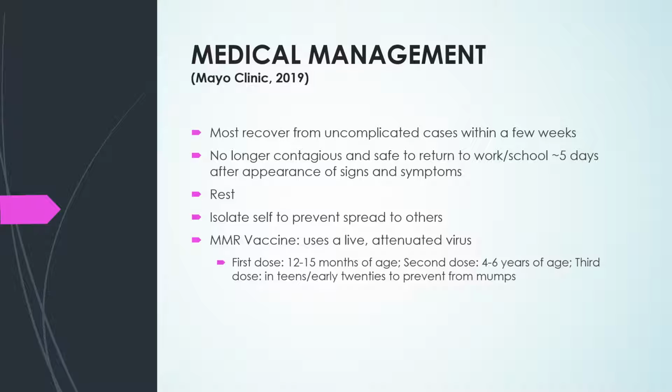And then the vaccines are said to be safe and effective. Persons with 2 doses of the MMR vaccine have shown an 88% reduction in risk for mumps, and individuals with 1 dose show a reduction of 78%.